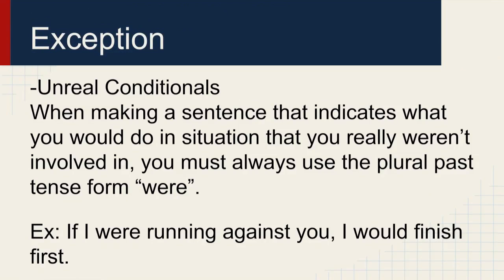There is one exceptional use of the past progressive aspect where it may look like the number and person of the verb are mixed up. When speakers make unreal conditionals, they have to use the plural past form of be, were, no matter the subject of the sentence. The first clause, if I were running against you, sounds like the subject and verb don't agree in number, but all unreal conditionals that take this form must use were. The word if indicates that this situation is not happening or has not happened in reality. If I were running against you, which means that you are not or have not actually done it, I would finish first.